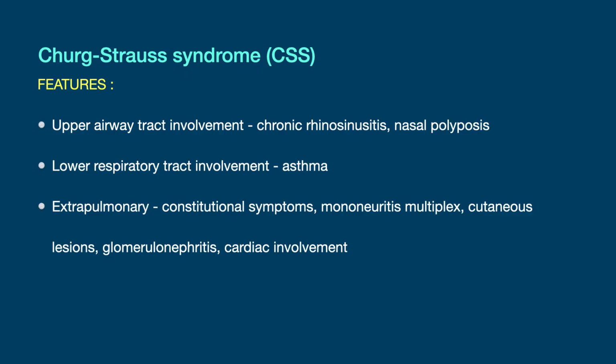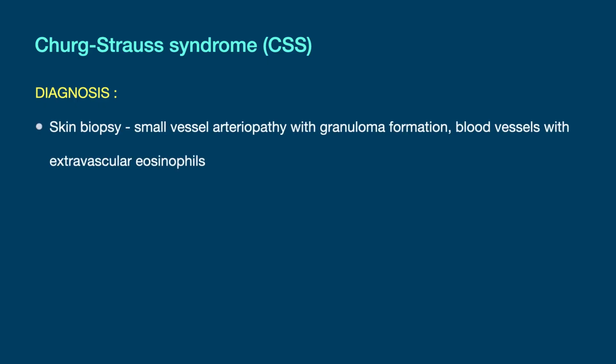The cardiac involvement is of particular importance, as roughly half of the attributable mortality in Churg-Strauss syndrome is due to cardiac complications that include cardiomyopathy, myocarditis, coronary arteritis, conduction delays, and sudden death. It is diagnosed clinically, although a biopsy should be sought for pathological confirmation. Skin biopsy reveals small vessel arteriopathy with granuloma formation and is the diagnostic investigation of choice. Blood vessels with extravascular eosinophils are seen on biopsy.